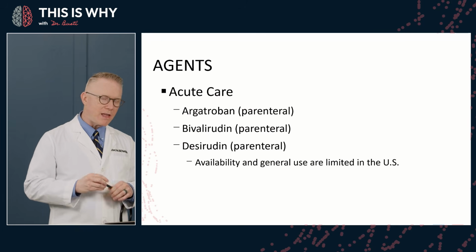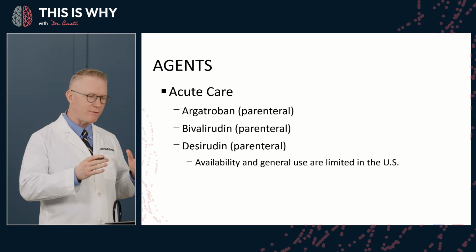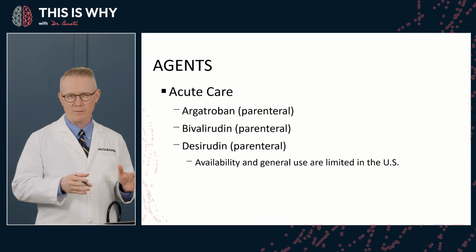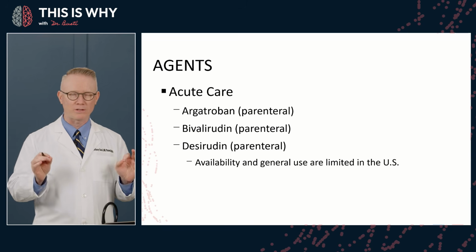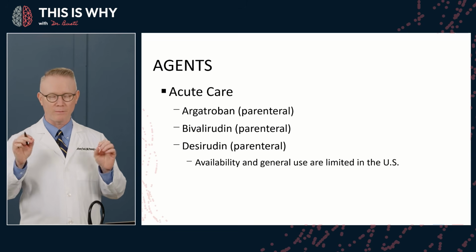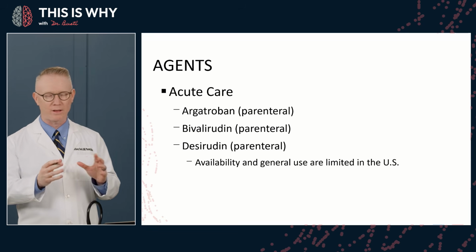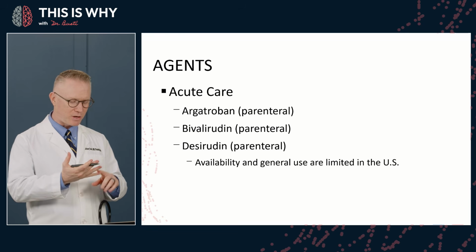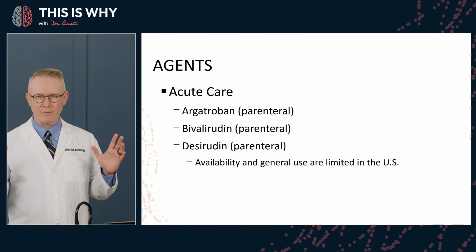Okay, so first things first, let's cover those agents. You can see I try to break down agents into those that we use in the acute care environment versus the chronic care environment. Argatroban, most of these in the acute care environment are parenterally administered. That means they're given outside of the oral pharyngeal route, right? We're not going to use the gut. We're giving them either sub-Q or IV, most commonly IV in this case.